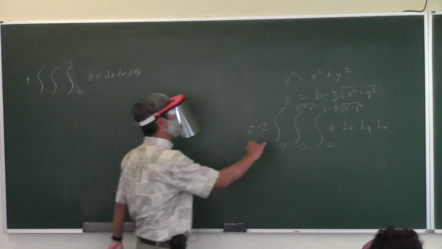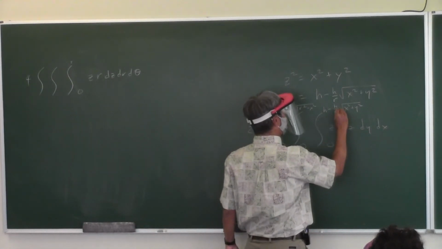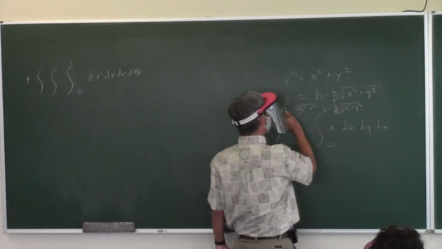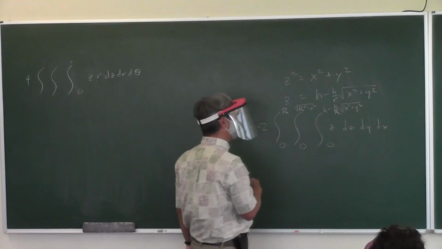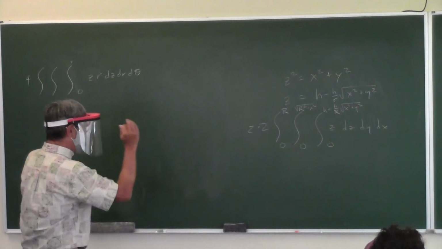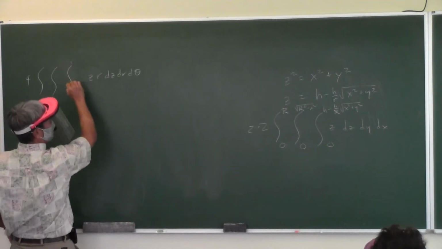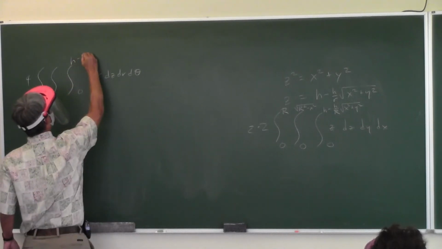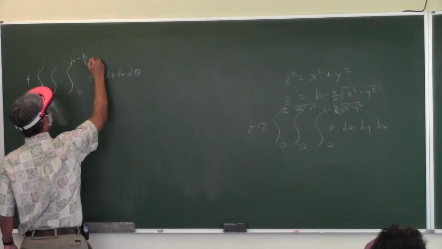Yeah, let's use big R then for R. Oh! Good thing somebody said something. So this is capital R. This is capital R. This is capital R. Okay, now that makes sense. H minus H over R.